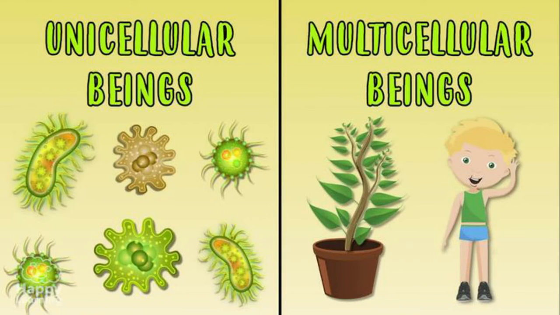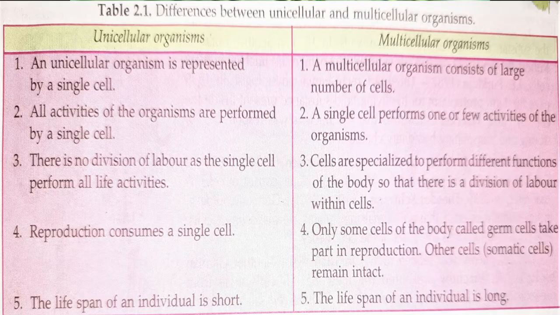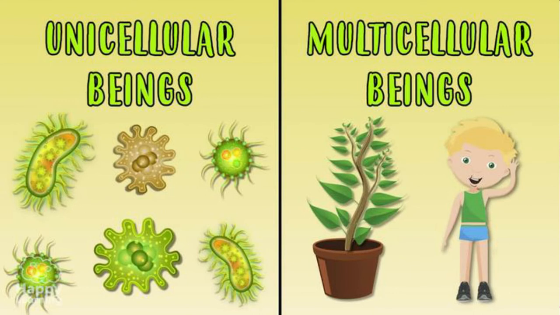There are two kinds of organisms based on the number of cells. Now here you can see the differences between unicellular and multicellular organisms. A unicellular organism is represented by a single cell. That means it is made up of one cell. Whereas a multicellular organism consists of a large number of cells. That means you cannot count that many. So they are made up of a large number of cells.